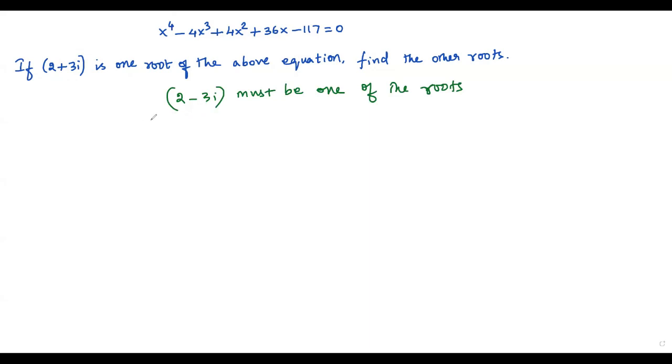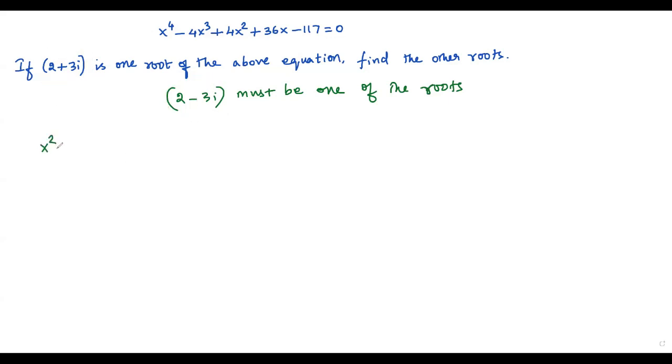For that, I'm going to find a quadratic equation which has the roots 2 plus 3i and 2 minus 3i. Here you may have a question: why should we find a quadratic equation which has roots 2 plus 3i and 2 minus 3i? I'll tell you the reason a little later. Whenever I know the 2 roots, there is a formula to get a quadratic equation.